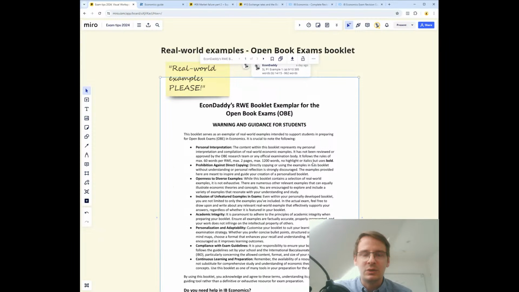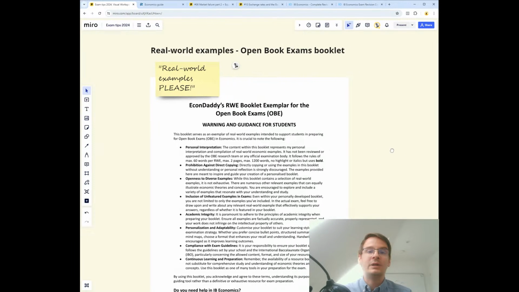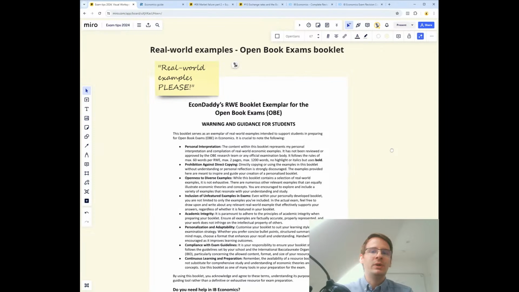I'm going to send this over to you again free of charge. It's not an exhaustive list. It's not all the possible real world examples that there are, because we are limited by these 2 pages. This is simply what I would take with myself if I was writing the open book exams and answering paper 1. Okay, that's about the real world examples.